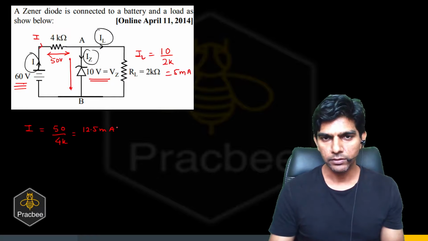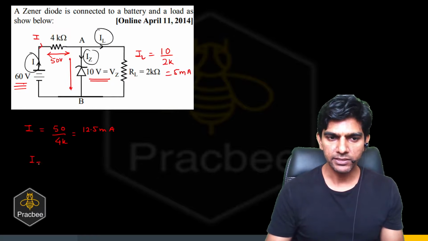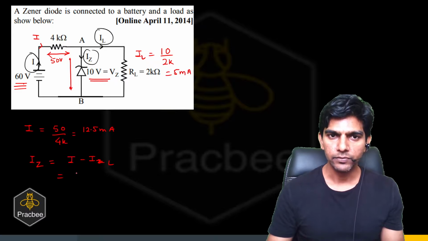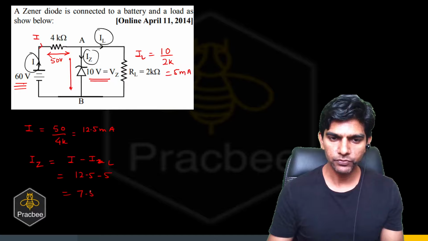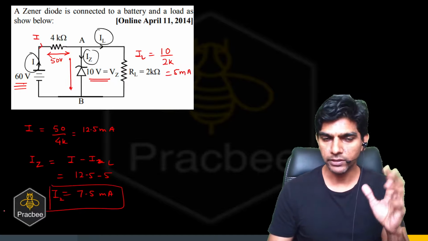Now we know the input current, we know the load current. Now what is the Zener current? That will be I minus IL, sorry, I minus IL, that will be 12.5 minus 5, so it comes out to be 7.5 milliampere, right? So these are the values for all the currents.